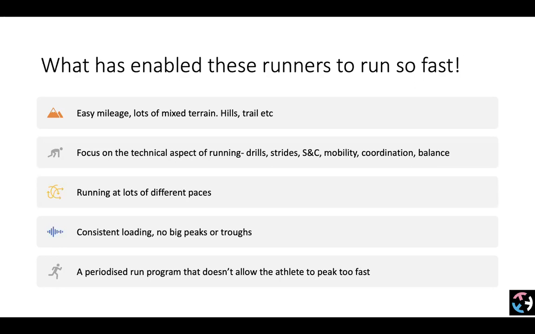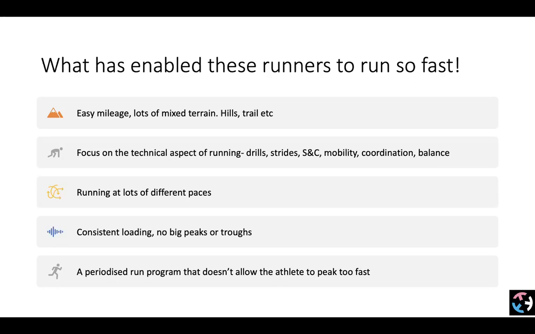So the loading is pretty consistent, and we don't add on much each week if we are, say, coming back from injury, or the loading stays pretty similar year round if they're not injured. And yeah, the hours of running stay pretty similar. Even in the off season, we still keep some of the loading through the running, so they will never have a point where they're not running at all, because that helps from an injury point of view. So the run program's fairly periodized. That doesn't allow them to peak too fast.